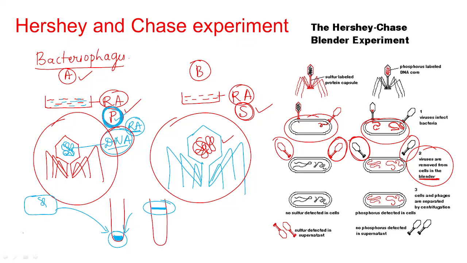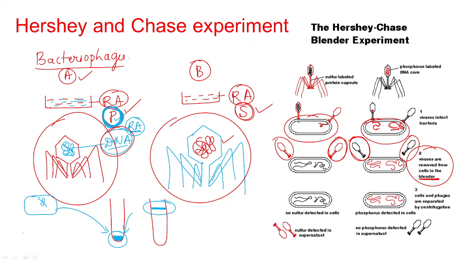Which one has gone inside? DNA has gone inside the cell. Right? If DNA has gone inside the cell, then what happens? DNA will be the genetic material. Is that clear? DNA will be the genetic material and the other one will not be. That means protein coat is not the genetic material, DNA is the genetic material.